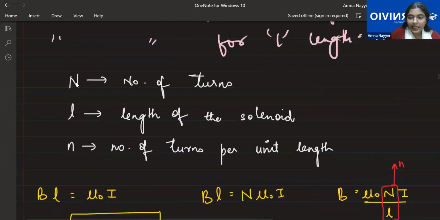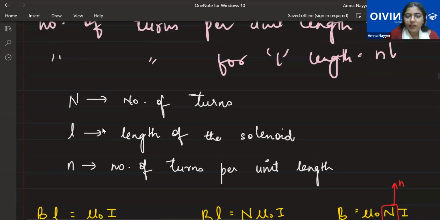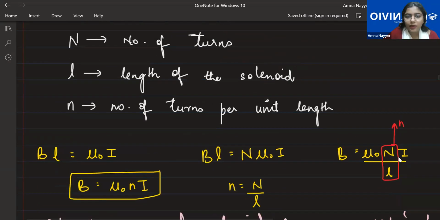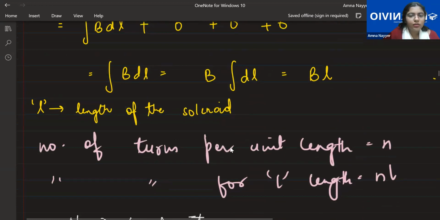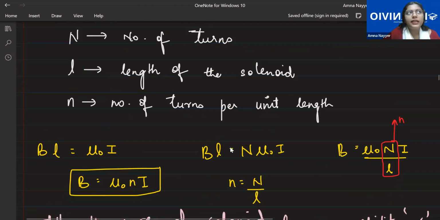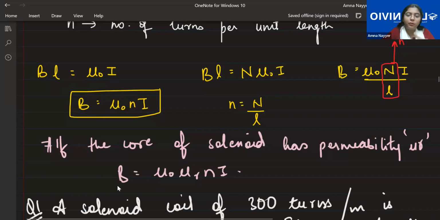So see, capital N and small n. Be very careful with the questions, whether capital N is given to you or small n is given. Because if the number of turns is just mentioned, then you cannot use this formula directly. You have to divide it by the length. Basically the formula is B is equal to mu naught n I. Just one thing, if you remember in the starting when we were doing Biot-Savart law, I told you if relative permeability is given for a different material, we multiply mu naught mu r. The same thing you can apply here also.